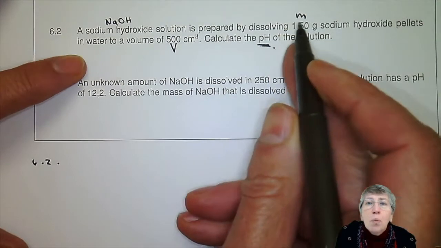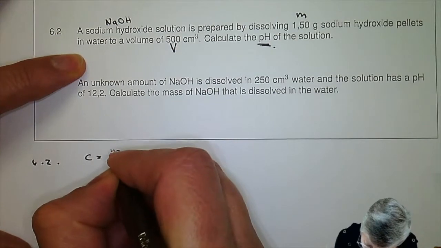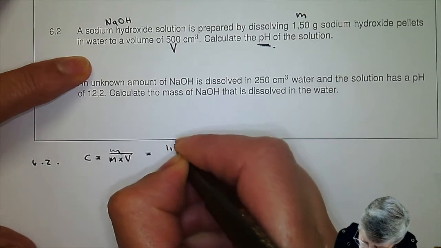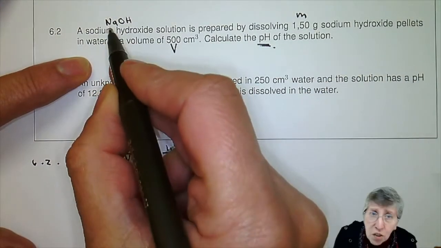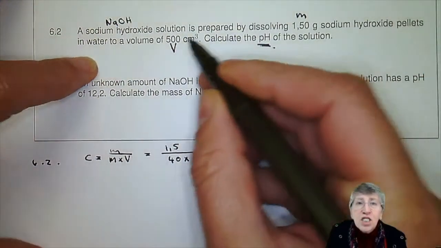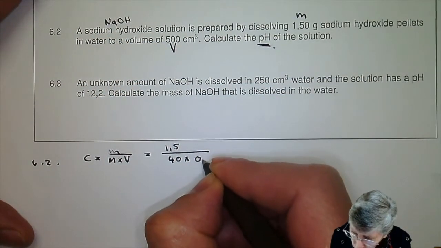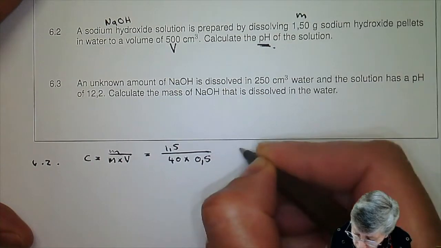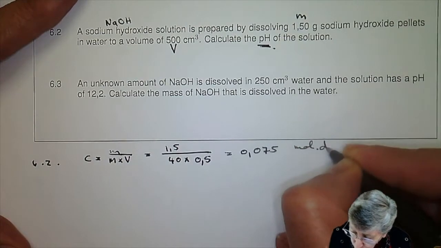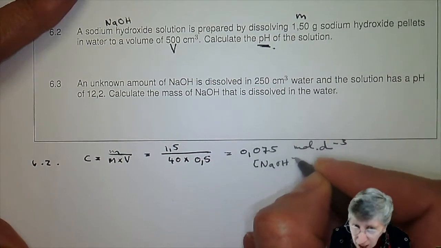First off, I want the concentration, right? So concentration is mass divided by molar mass times volume. On the information sheet, mass 1.5. Molar mass, we're working with sodium hydroxide, 23, 16, 1, it's 40. Times, and the catch, remember the volume, you must convert to cubic decimeters. So that ends up being 0.5 down there. And that will give you 0.075 moles per cubic decimeter, right?